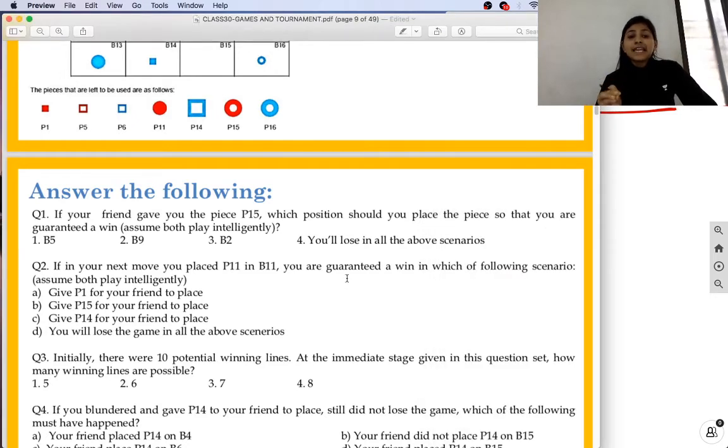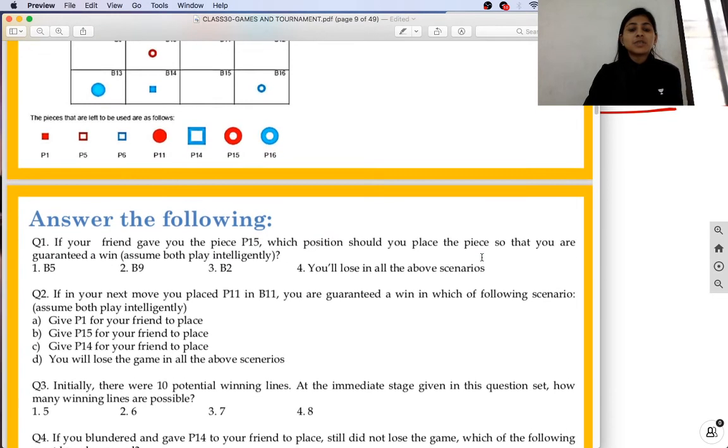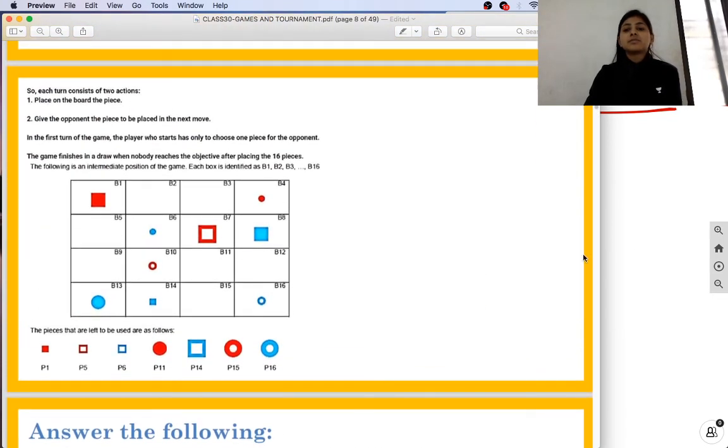Initially, there were 10 potential winning lines, right? How? There were 4 rows, 4 columns and 2 diagonals. There were 10 potential winning lines initially, but at this intermediate stage, you need to find out how many winning lines are possible. That's the question. The options are 4, 6, 7, 8.